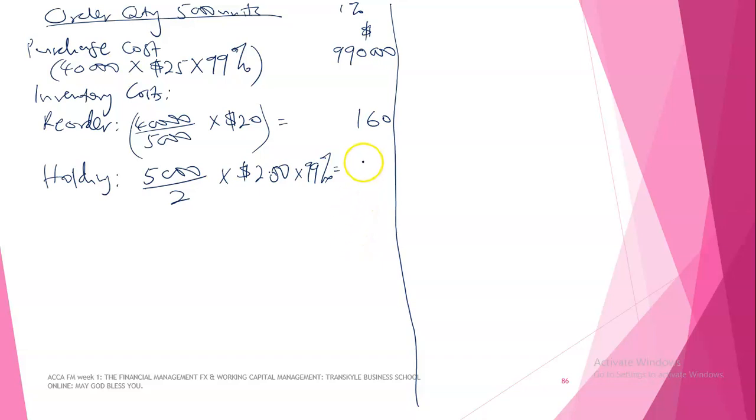So we get 6,188. We add up these figures, and we arrive at 996,348 per annum. That's the inventory cost if we purchase these goods at 5,000 units per batch. All right, so let's move on to the other discount level of 1.5%.